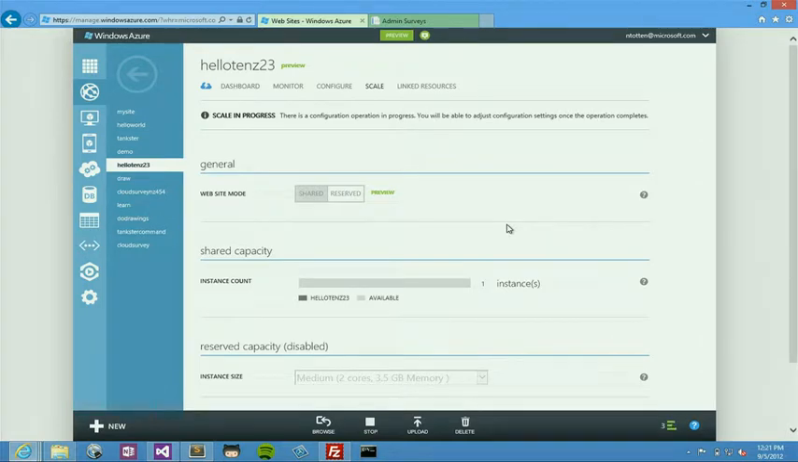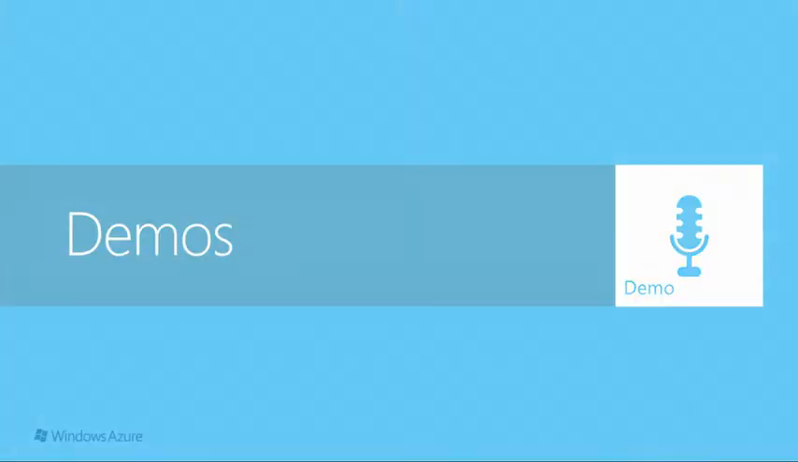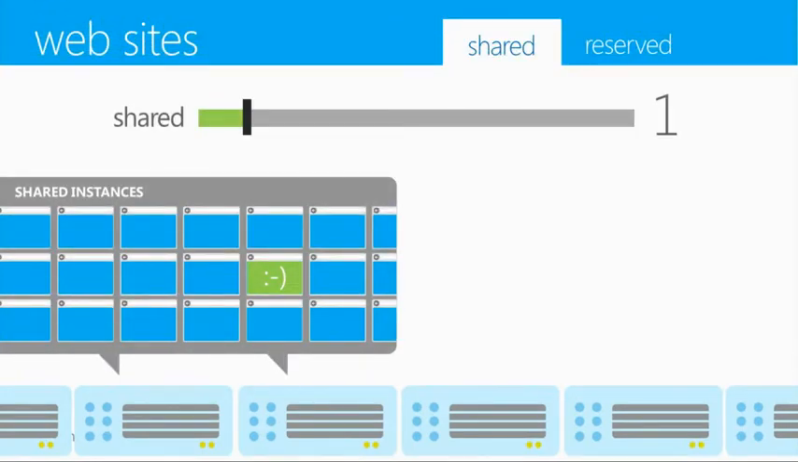So let me switch back to this. Now that we saw scale in action, I want to explain a little bit about what's happening behind the scenes. With Windows Azure Websites, we have this totally new hosting model. This isn't just app pool isolation hosting, right? We have a bunch of custom code. We built this almost from the ground up.